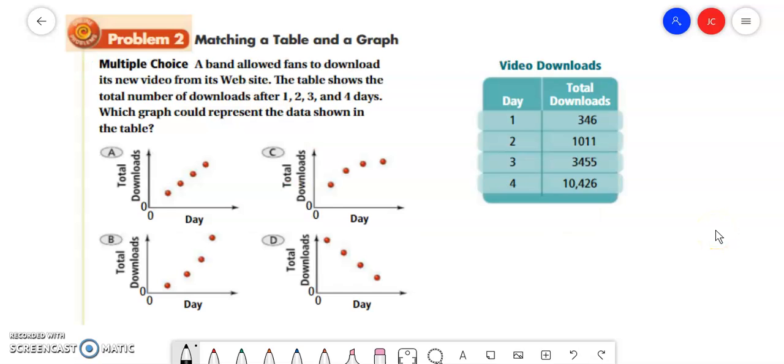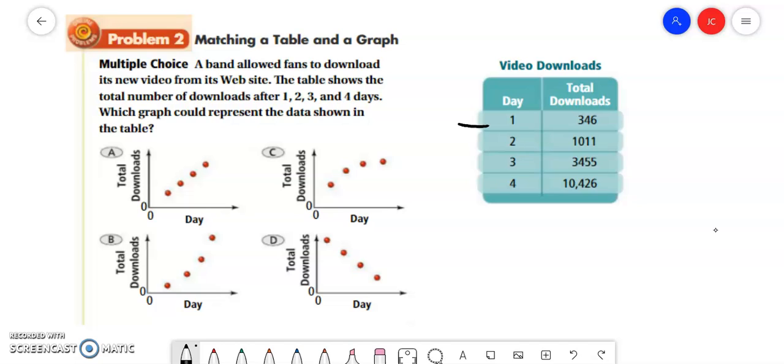All right, problem number 2 is, we're going to actually look at this table and determine which of these charts goes with the data. So a band allowed fans to download its new video from its website. The table shows the total number of downloads after 1, 2, 3, and 4 days. So which of these graphs could represent the data shown in the table?